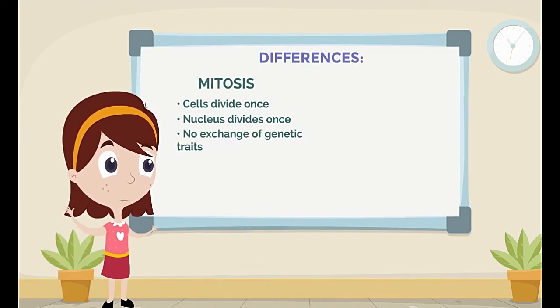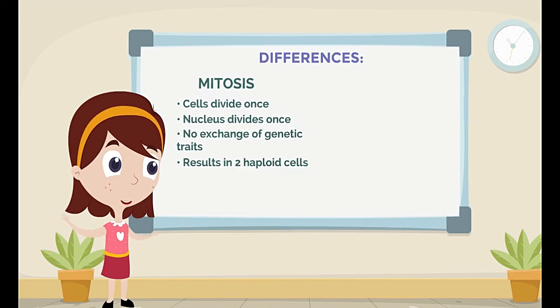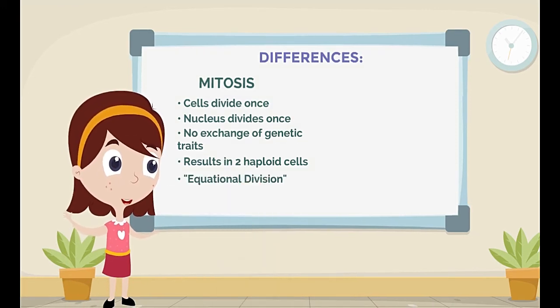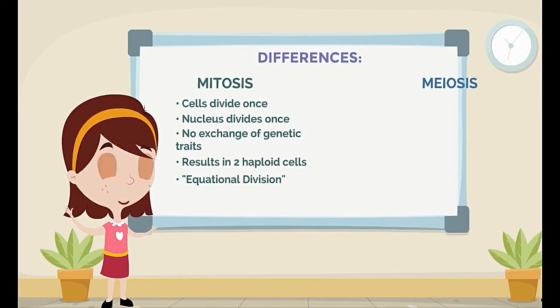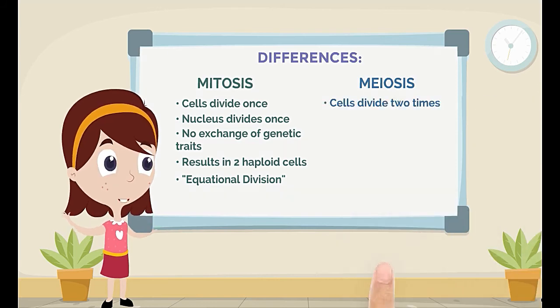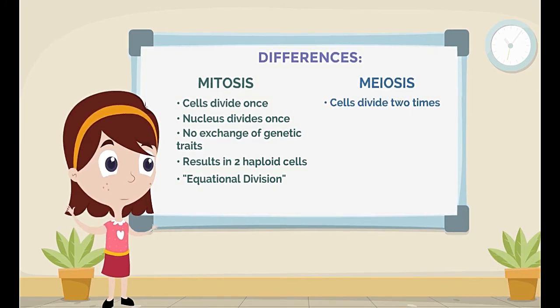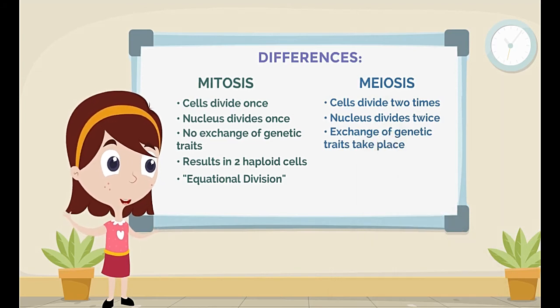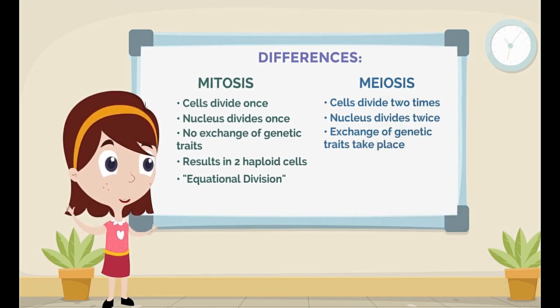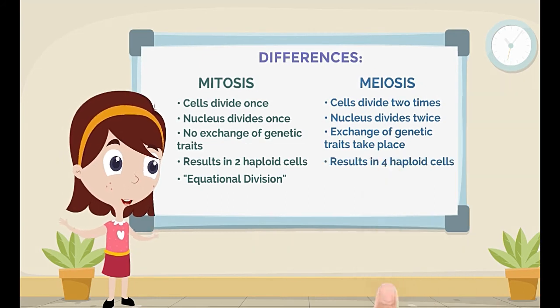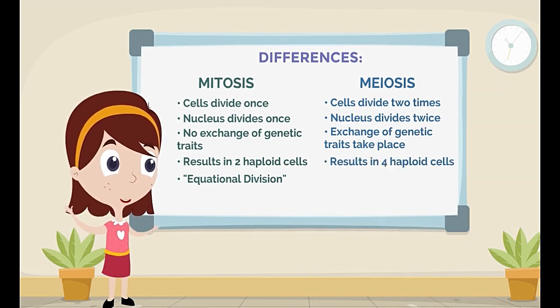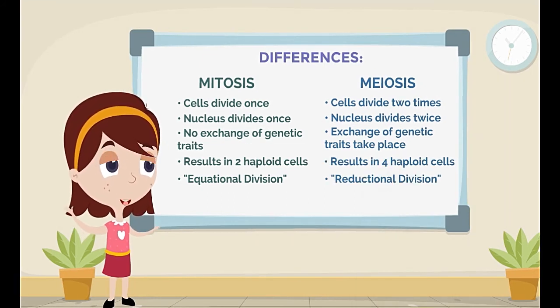Its result is two diploid cells, referred to as the equational division. Meanwhile, meiosis cells divide 2 times because there is meiosis 1 and meiosis 2. The nucleus divides twice, exchange of genetic traits takes place, the total number of chromosomes is reduced by half, and it results in 4 haploid cells and is referred to as the reductional division.